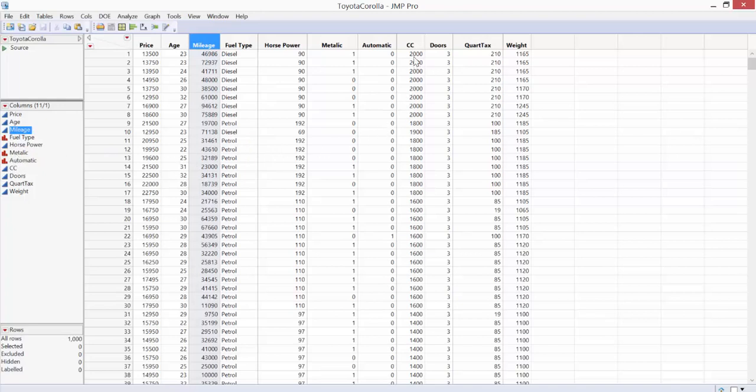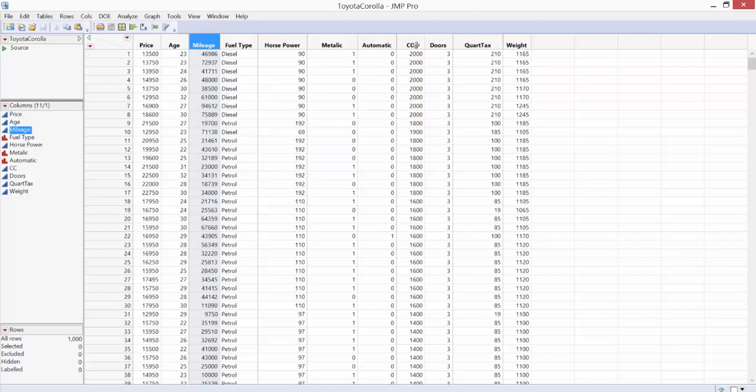What else do we have? CC, I'm guessing that's cubic centimeters, the volume of the engine, right? Doors, 3 doors, 4 doors, etc. Quarterly tax, I don't know if that's important or not, how much money you pay every quarter in terms of taxes, and weight in terms of kilograms. How heavy is the car?